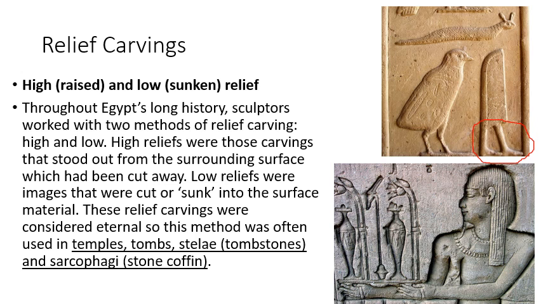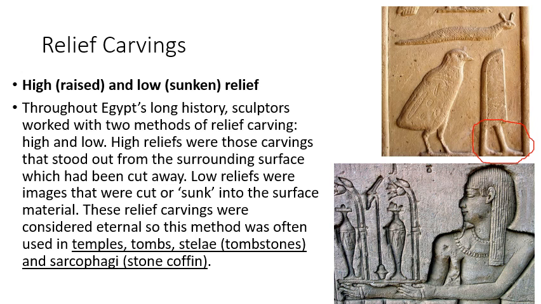So throughout Egypt's long history, sculptors worked with two methods of relief carving. There's high and there's low. High reliefs were those carvings that stood out from the surrounding surface, which had been cut away. So imagine all the work that goes into carving, like removing the stone around the objects. So high relief or raised relief, it's more expensive, it's harder to do, takes longer. Sunken relief, towards the end of Egyptian history, becomes more common as there's less money, less stability in government. So high relief is when we look at that, we go, wow.